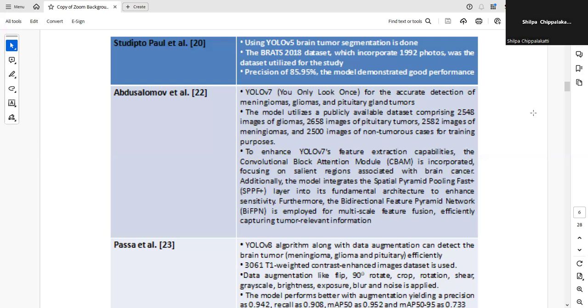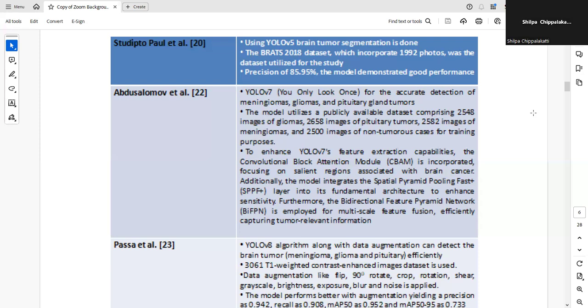To enhance the YOLO V7 feature extraction capabilities, the convolutional block attention module is incorporated, focusing on salient regions associated with brain cancer. Additionally, the model integrates the spatial pyramid pooling fast plus layer into its fundamental architecture to enhance the sensitivity. Further, the bidirectional feature pyramid network is employed for multi-scale feature fusion, efficiently capturing the tumor-relevant information.